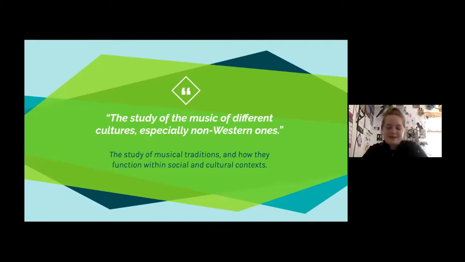So what exactly is ethnomusicology? By dictionary definition, it's the study of music from different cultures, especially non-Western ones. And by non-Western, it generally refers to all world folk music traditions that excludes European classical music. But if you do want to study and analyze classical music, there is a field for that called musicology. And in many ways, ethnomusicology is just the anthropological study of music, or the study of musical traditions and how they function within a social and cultural context.